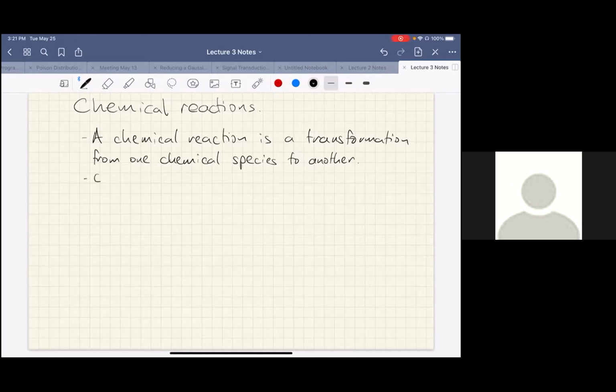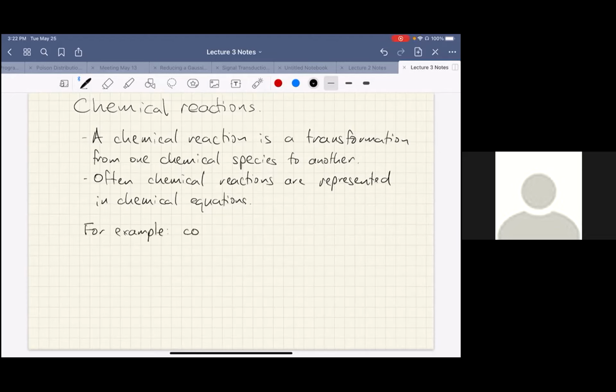So often, chemical reactions are represented in chemical equations. And you may remember what chemical equations look like, but just to get back in the swing of things, let's see an example. So for example, a combustion reaction.